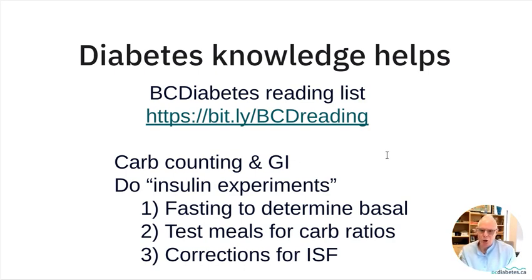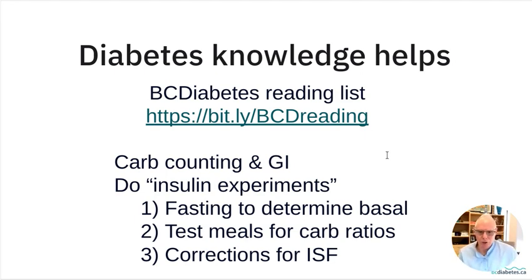We focus on what we call insulin experiments for people who have times in range and GMIs that aren't particularly impressive. And the 3 insulin experiments we talk about is a fasting experiment to determine what the optimal basal is. We tell our patients we want you to be between 4 and 7. If you're below 4, you're on too much, reduce it by 20% and repeat. If you're above 7, you're on too little, increase it by 10% and repeat. And if you're 4 to 7, that's perfect.